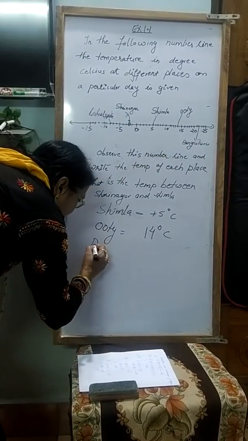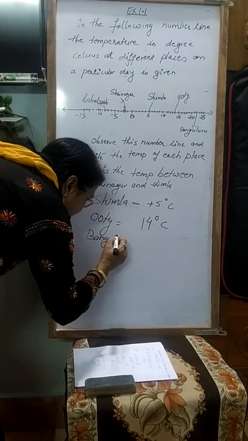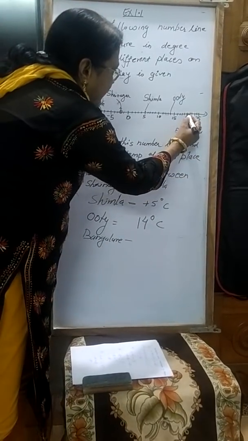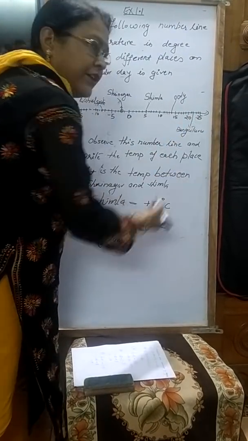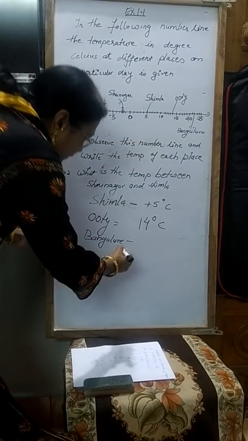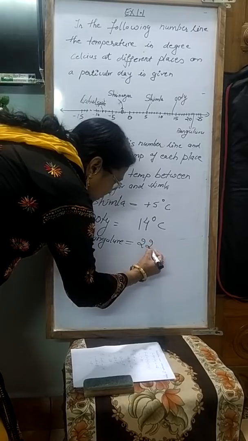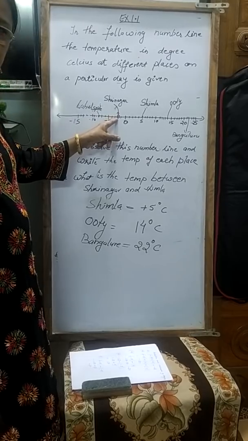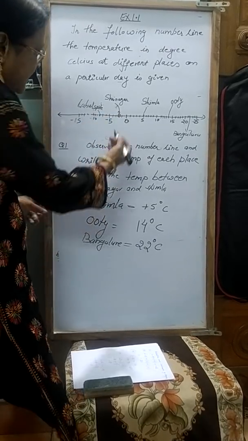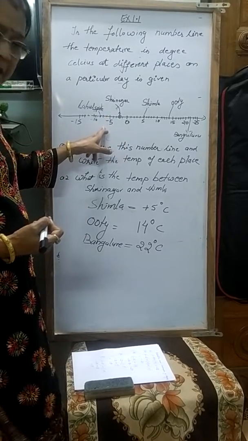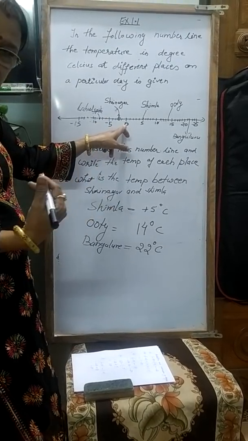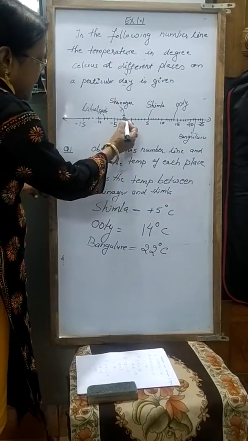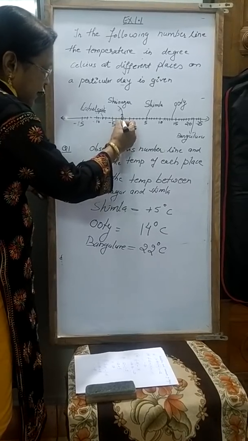In this Bangalore, the temperature is what? See here, this is 20, then this is 21 and 22. Therefore, the temperature of Bangalore is 22 degrees Celsius. Then come here, Srinagar. Srinagar is present to the left hand side of 0, it means the values on the left hand side of zero are negative. So here the temperature of Srinagar is, this is -1 and this is -2.